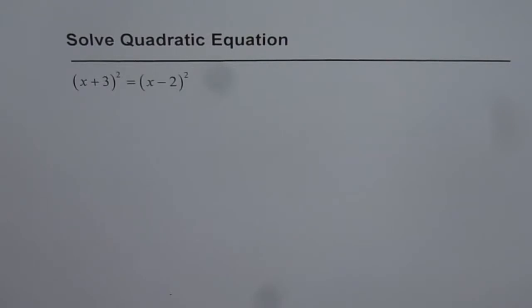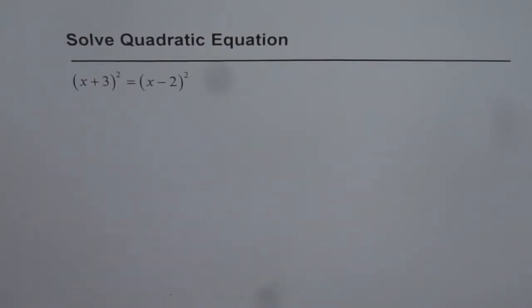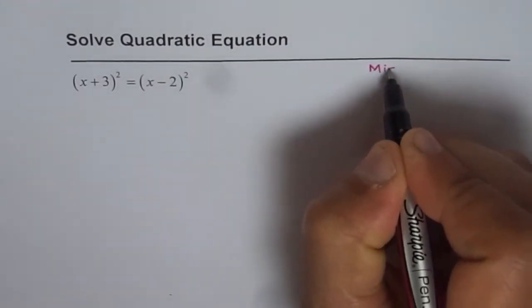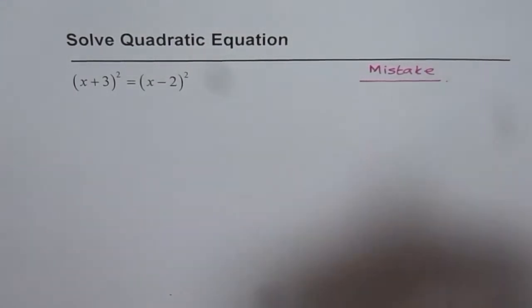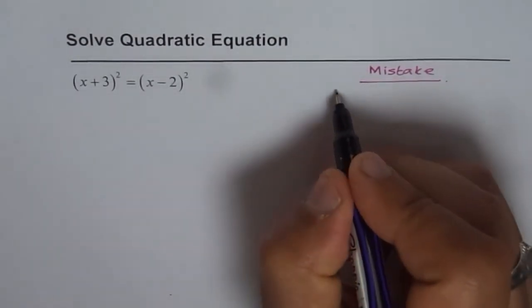At times, what I've seen students doing, and that is a mistake which I'm going to discuss first, is that they square root both sides and then they try to solve. So let me discuss that part, which is a mistake which I don't want you to do, right? Let's look into our mistakes so that we don't do them. So the first step is square root both sides.